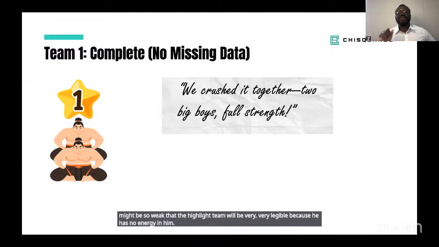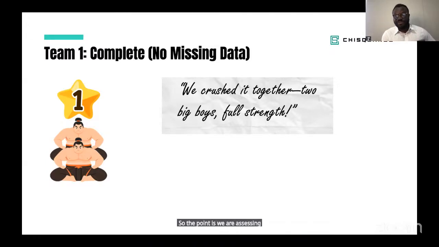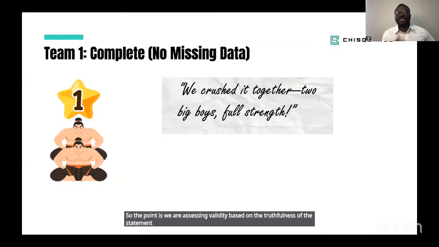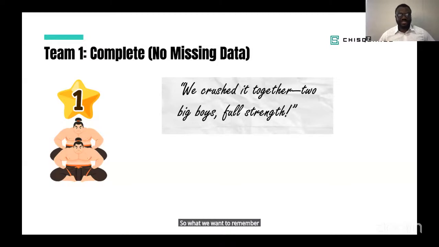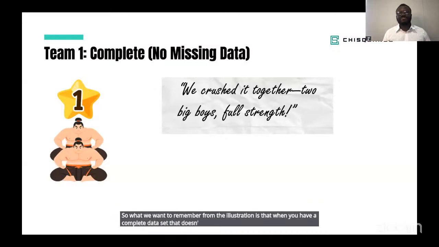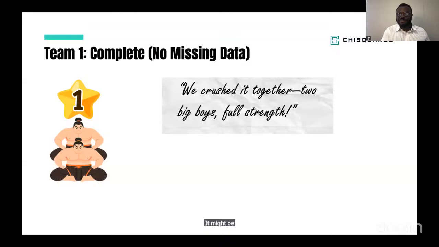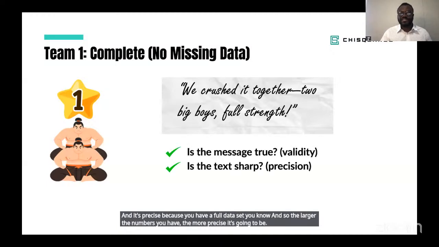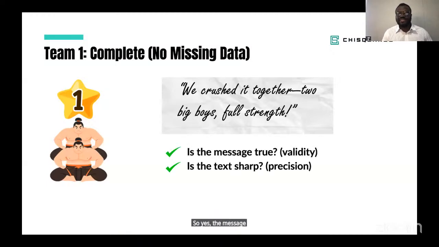So the point is, we are assessing validity based on the truthfulness of the statement, but in this context, we're assessing precision based on how clear it is, how sharp it is. So what we want to remember from the illustration is that when you have a complete data set that doesn't have missing data, it might be valid. Of course, this is assuming that it is randomly selected, right? And it's precise because you have a full data set, and so the larger the numbers you have, the more precise it's going to be. So yes, the message is true, so that means it's valid, and the text is sharp, which means it's precise.